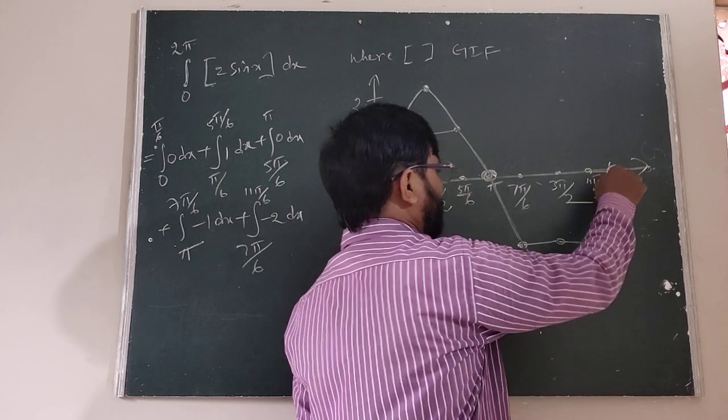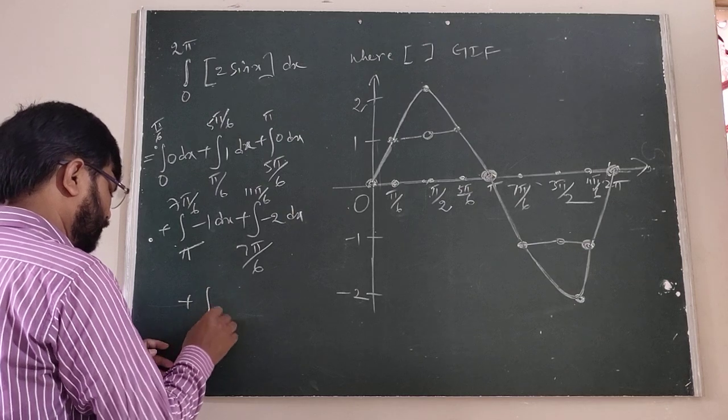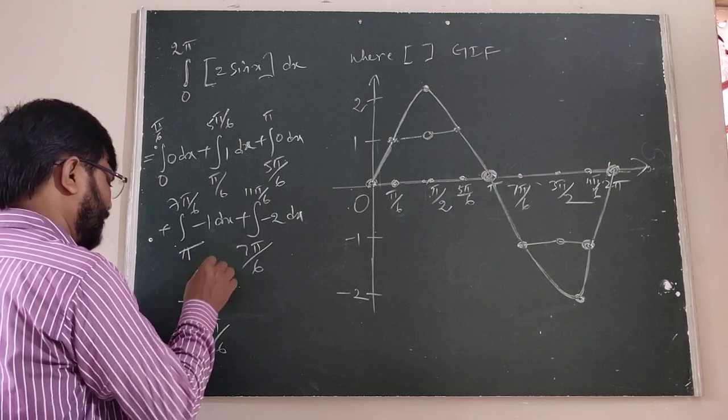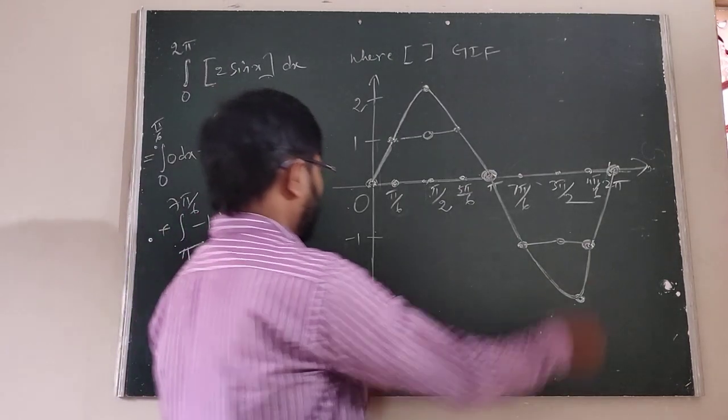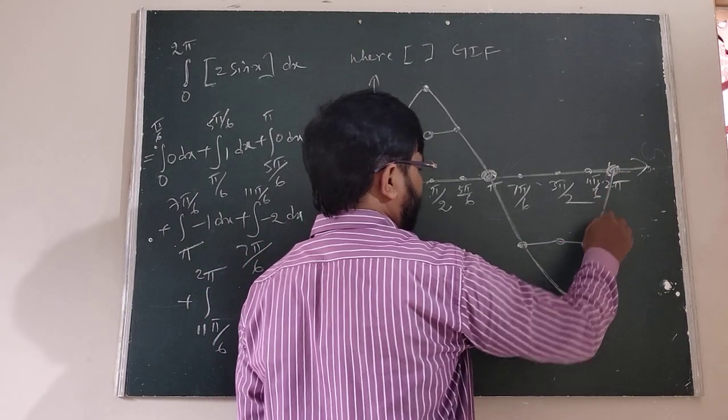The 11 pi by 6 to 2 pi, this value. This is, suppose minus 0.5, it is minus 1.